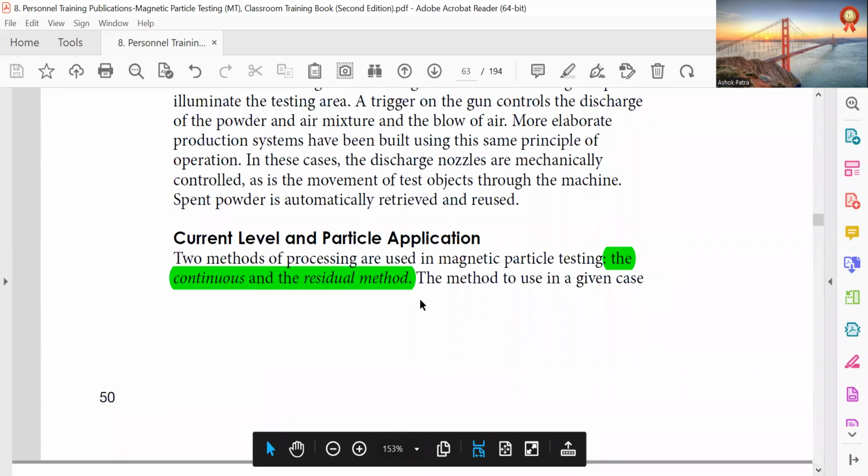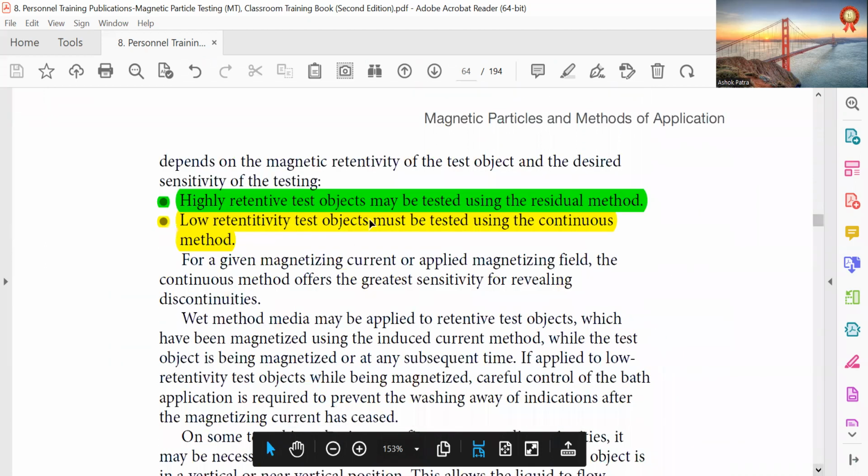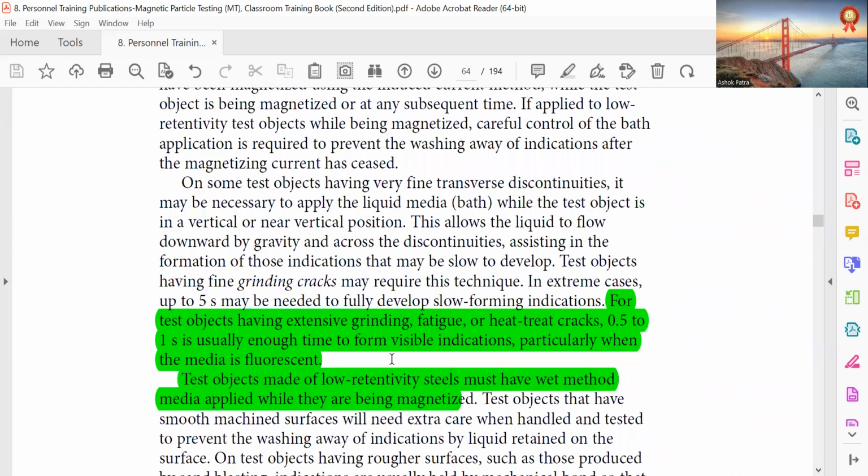The continuous and residual method, current level and particle application. Highly retentive test objects may be tested using the residual method. Low retentivity test objects must be tested using the continuous method. For test objects having extensive grinding, fatigue or heat-treat cracks, 0.5 to 1 second is usually enough time to form a visible indication, particularly when the media is fluorescent.